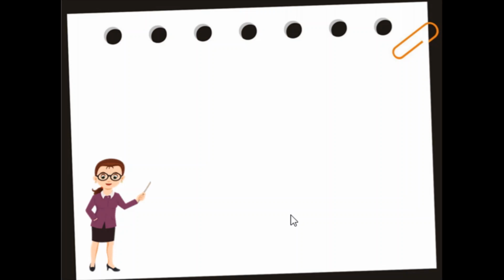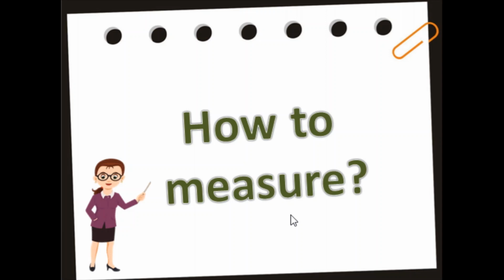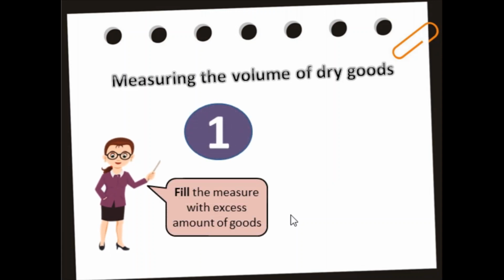Alright, those are the measuring tools. But how do we measure both dry goods and liquid goods? First, let's start with measuring the dry goods. Number 1. When you measure dry goods, fill the measure with excess amount of goods. Again, you have to put a lot of the goods you want to measure.